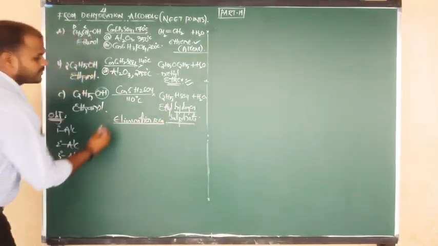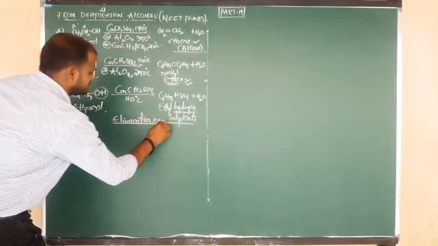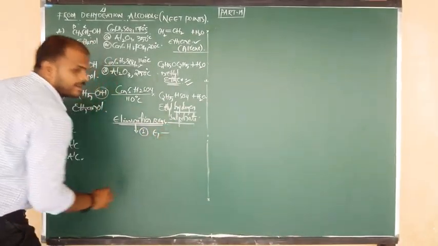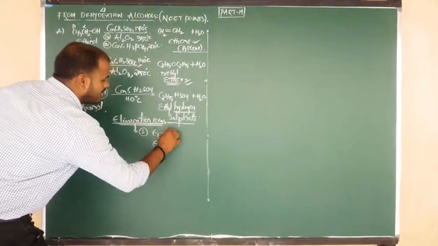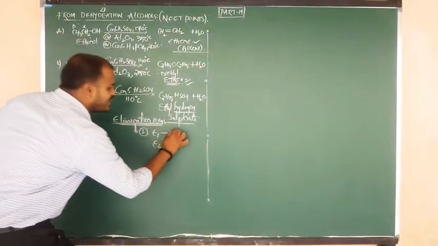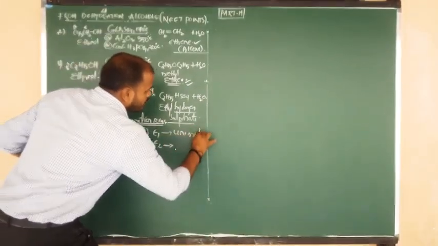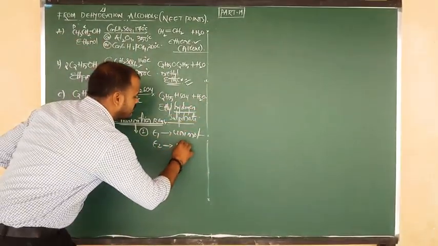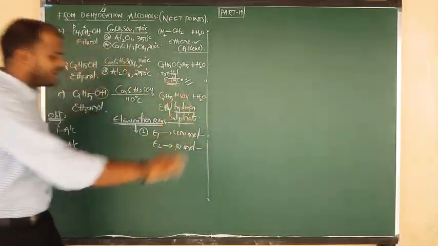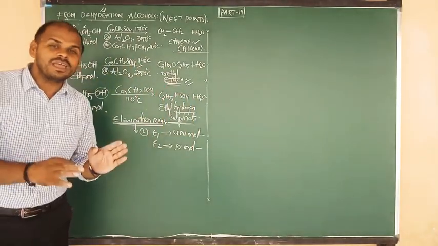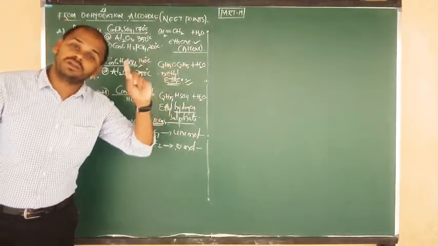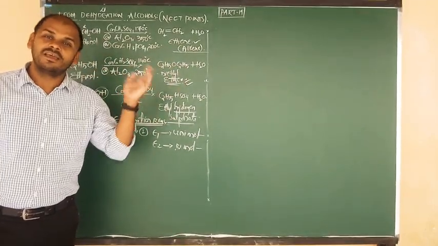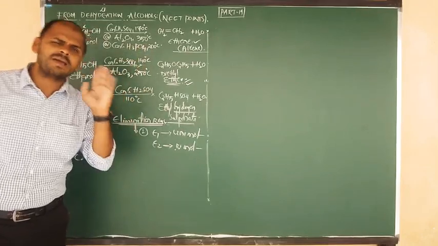Elimination reactions are mainly of two types. One is the E1 elimination reaction, and one more is the E2 elimination reaction. E1 means unimolecular elimination reaction. E2 means bimolecular elimination reaction. It is like unimolecular nucleophilic substitution and bimolecular nucleophilic substitution reactions. We have studied these in halogen compounds. Same as this, copy paste.